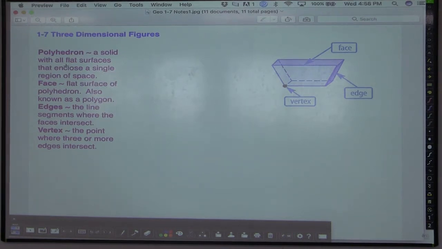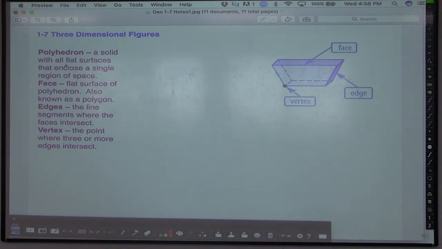Hello there, geometry folk. Today we are learning about three-dimensional figures. We are in chapter 1, section 7, and I should let you know that we are at the end of the chapter, so you should be expecting an exam soon.